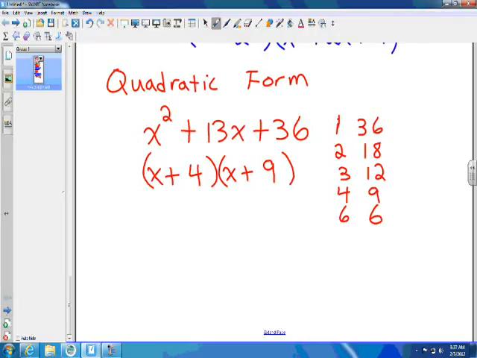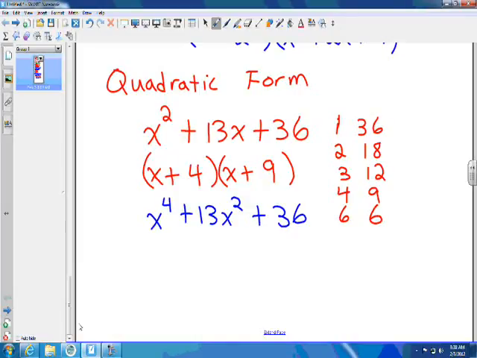That's what we are used to. We haven't done anything different. What they're going to throw at you today is x to the 4th plus 13x squared plus 36. What changed? The exponents, right? We got a 4 and now a 2 there in the middle.